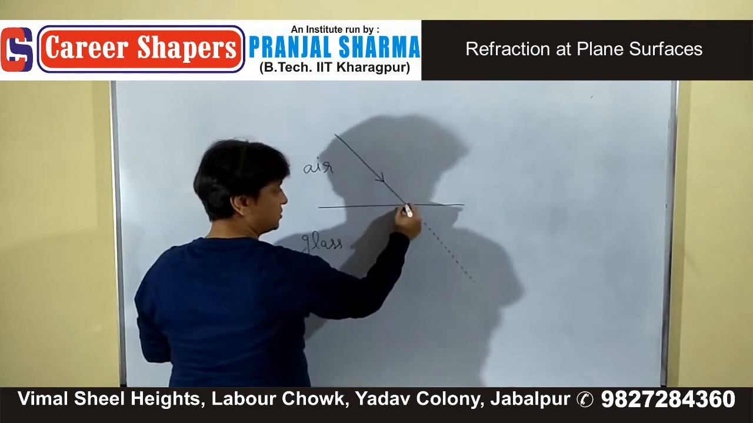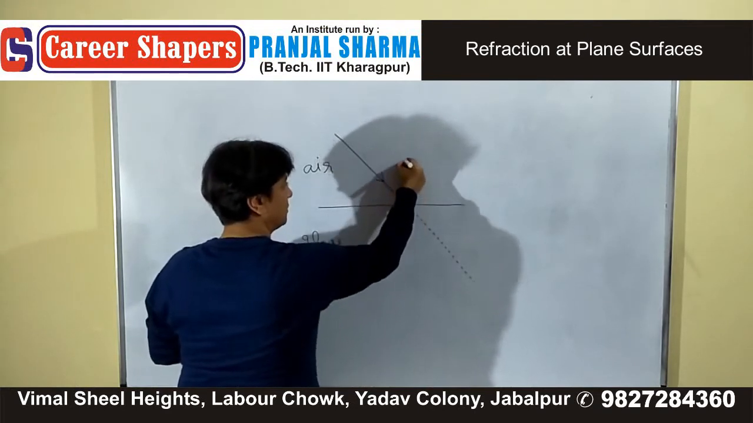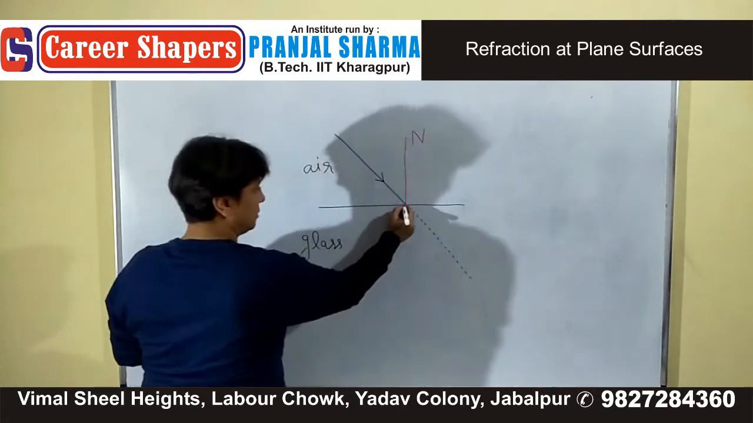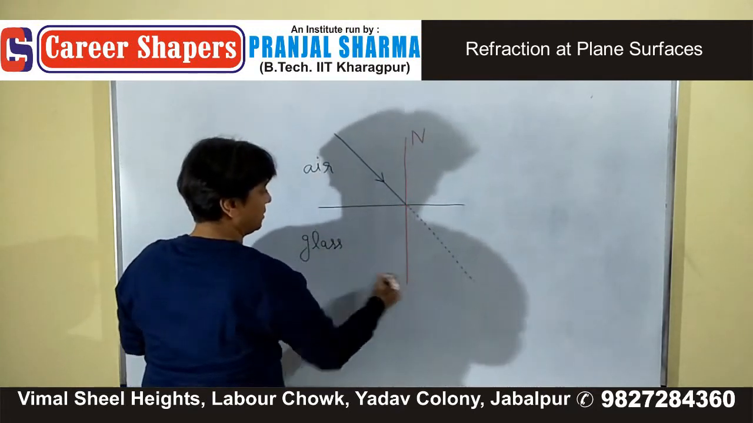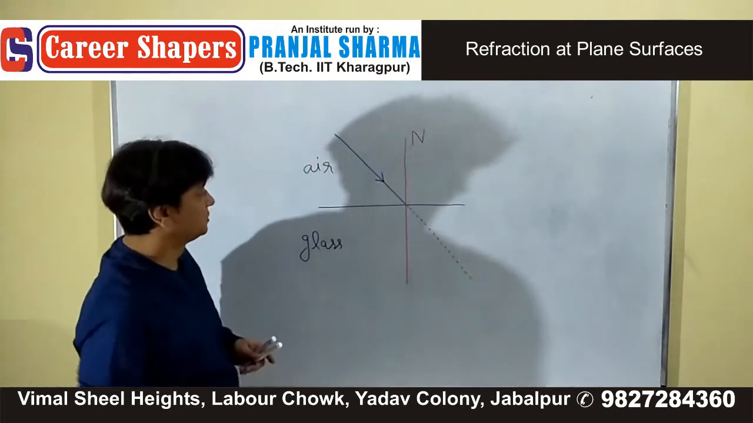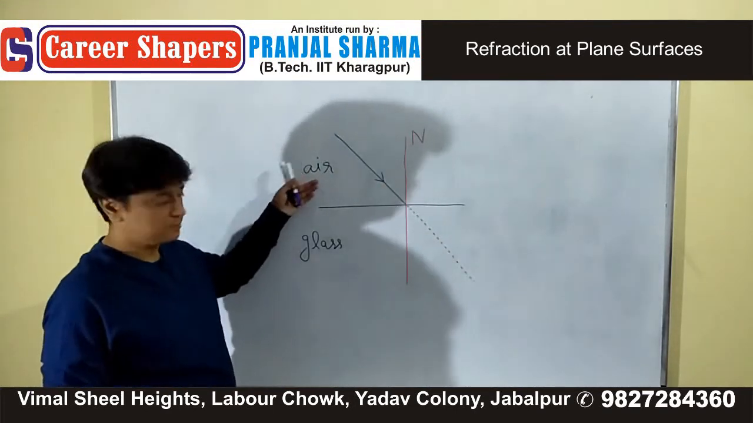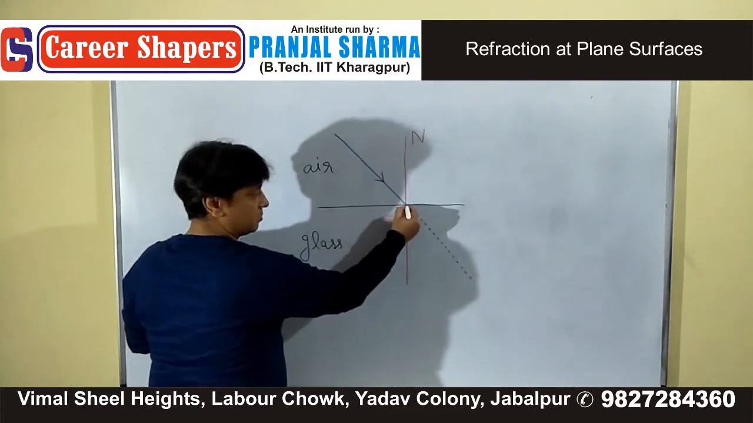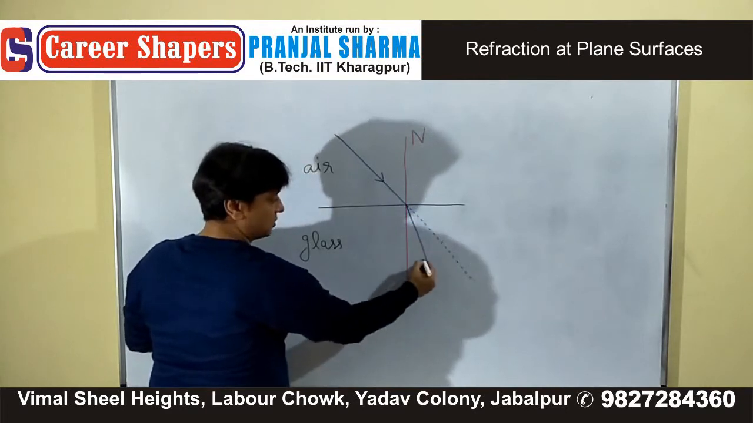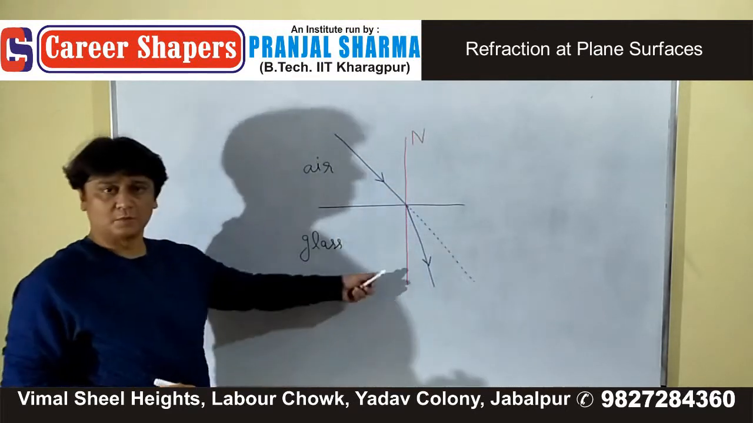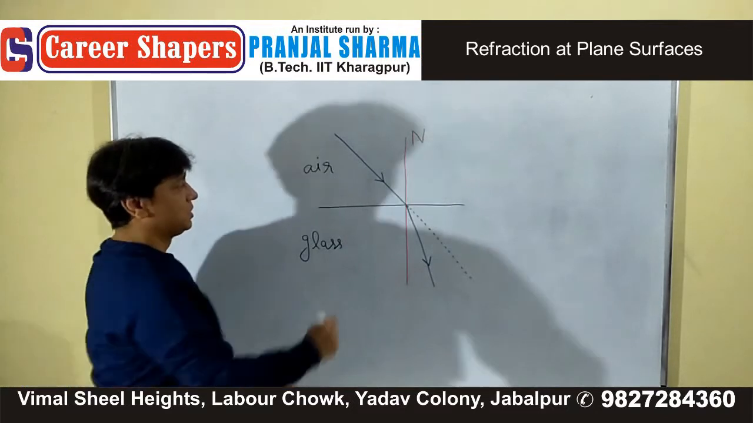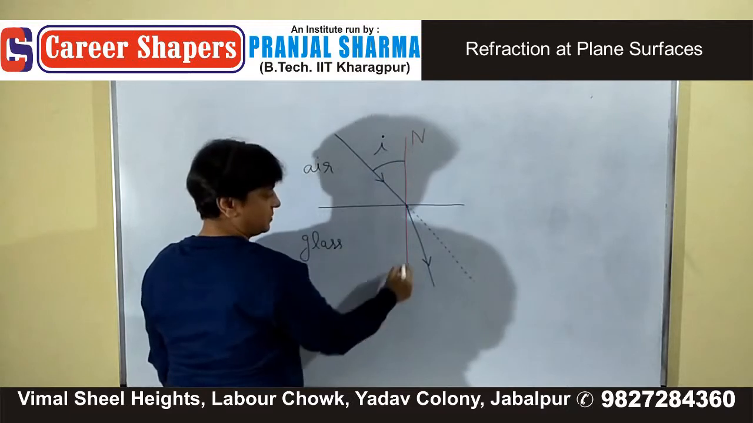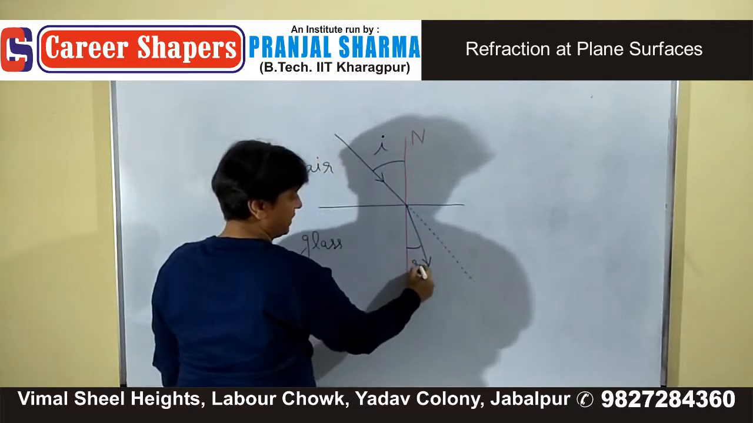We draw a normal at this point. That's normal. Now when light moves from a rare medium into a denser medium, it bends towards the normal. This is angle of incidence I. This is angle of refraction R.